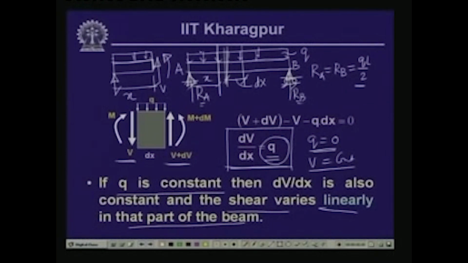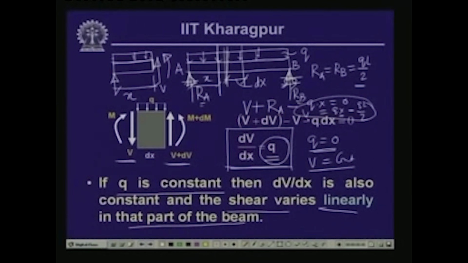Since we are talking about shear force V, if we take the vertical equilibrium, V plus R A minus Q times x is equal to 0. So, this gives us V equals Q x minus R A, where R A is Q L by 2. The variation of V, as you can see, is a function of x, and x is varying linearly in this equation.